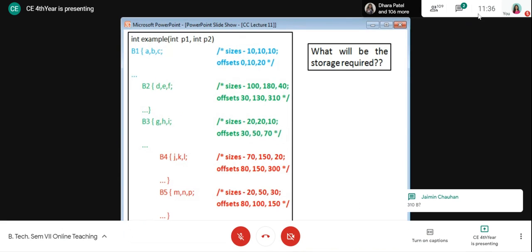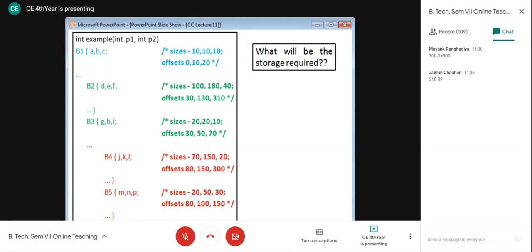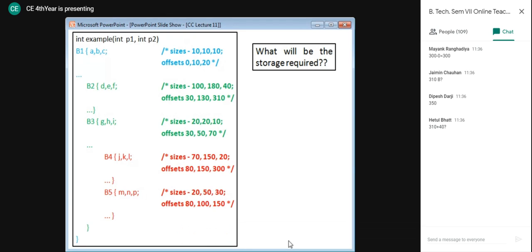No, Mayank, it is not 300. No, it is not 310. Dipesh, 350 is correct. Hetul, also 350 is correct. The answer has come up as 350, but how you are supposed to calculate it?